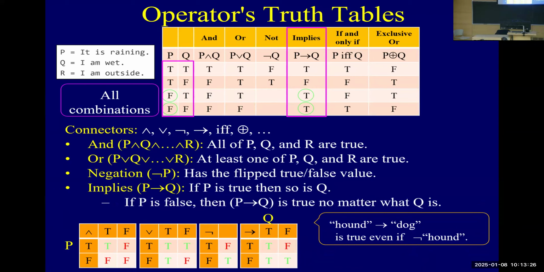Here's an example: if you happen to be a hound, then you're a dog, right? But if you happen to be a person, it doesn't change the fact that if you were a hound, you would be a dog, right? So this statement, if you're a hound, you're a dog, is going to be true even if you're not a hound, right?